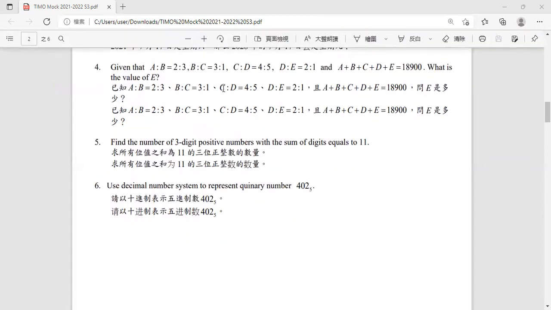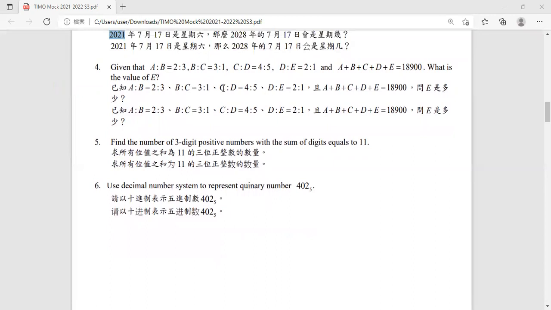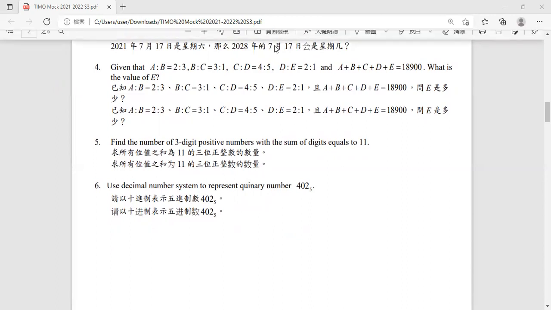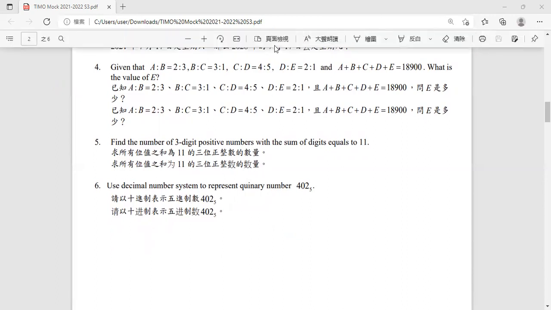Now, given that A to B is 2 to 3, B to C is 3 to 1, C to D is 4 to 5, and D to E is 2 to 1, and A, B, C added together is 18,900. What is the value of E? For this question, you can stop me if you don't understand.